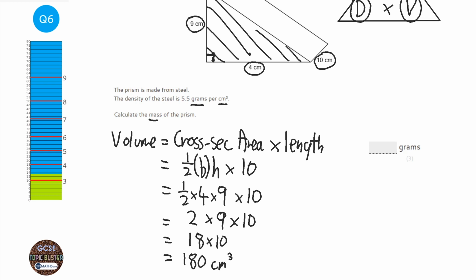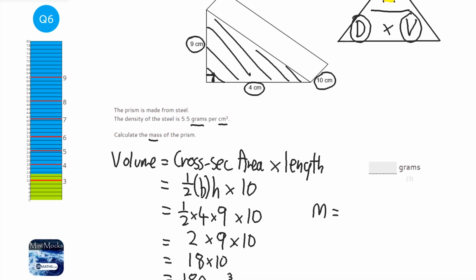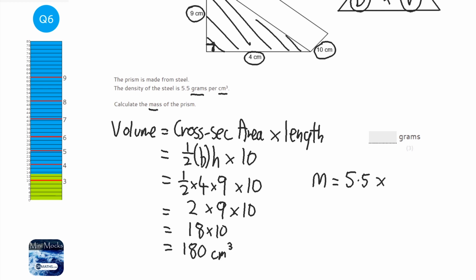So the volume is 180, so to work out the mass, if I cover up the mass in the diagram, it says to work out the mass I do density times volume. So it gives me the density in the question, which is 5.5. And I'm going to times that by 180. So if I have a calculator, I can just type that in. Otherwise, I could do 5 times 180.